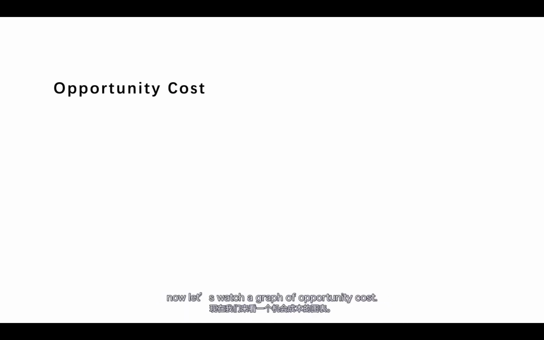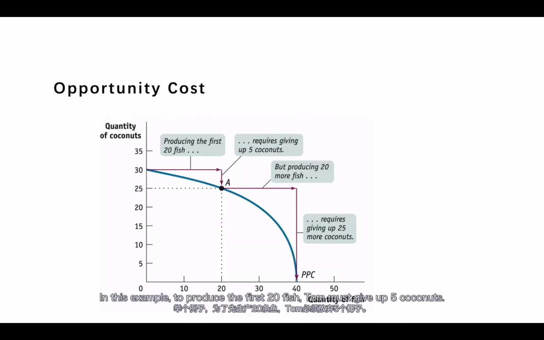In the last video I introduced opportunity cost, and now let's look at a graph of opportunity cost. This graph shows that the outward-bowed shape of the production possibilities curve reflects increasing opportunity cost. In this example, to produce the first 20 fish, Tom must give up 5 coconuts, but to produce an additional 20 fish, he must give up 25 more coconuts.